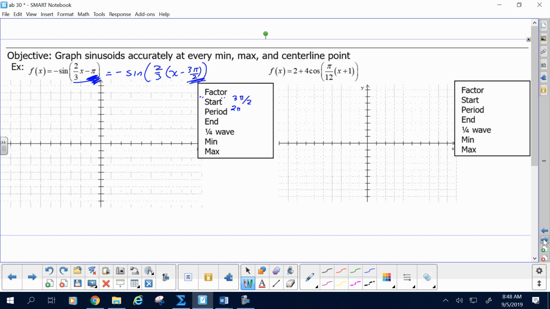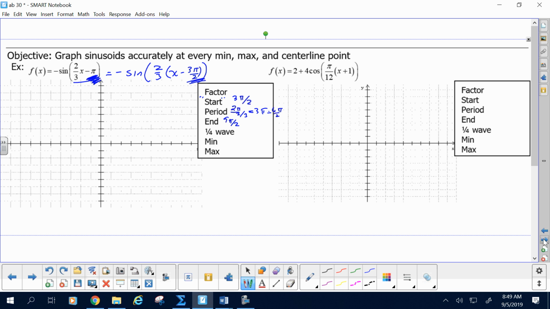2 pi divided by the 2/3. So what is the period? 3 pi. Or if you like, 6 pi over 2. So we're starting at 3 pi over 2. We're traveling 6 pi over 2. Where do I, quote unquote, end? 9 pi over 2. A wave will end at 9 pi over 2.